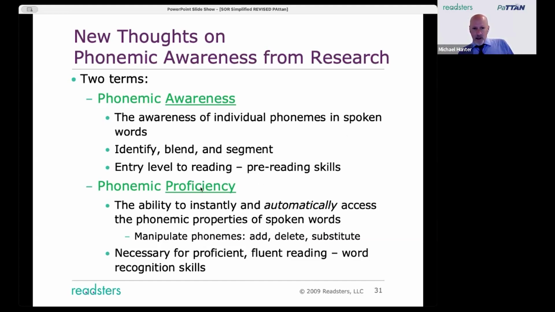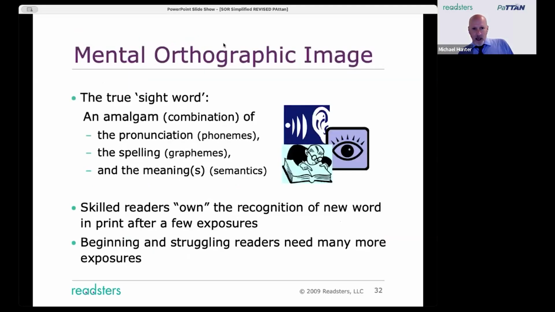But if you have a struggling reader, one of the things I encourage you to look at is this phoneme proficiency. Can they manipulate sounds? And I think you'll find often that they cannot if you haven't taught them. And if you teach them, they will move further and faster in their word recognition ability. And why is it important?